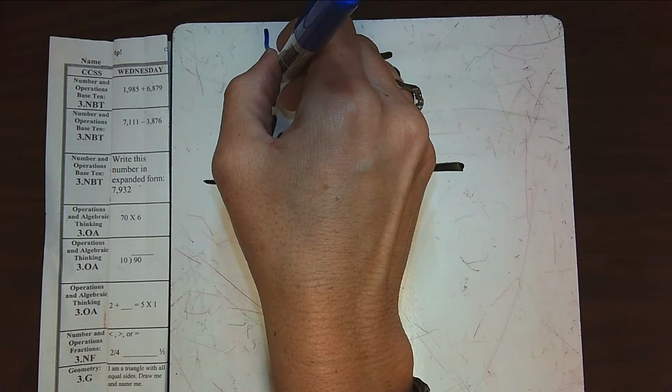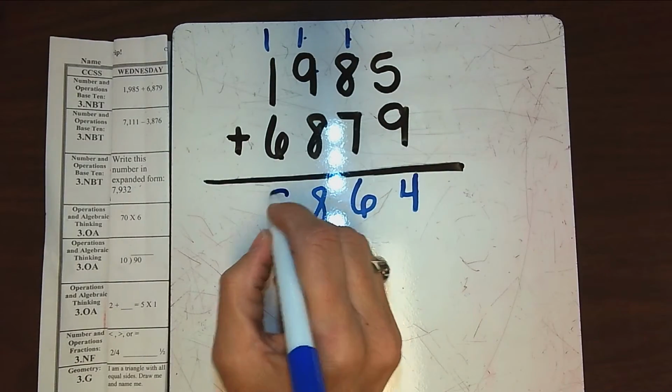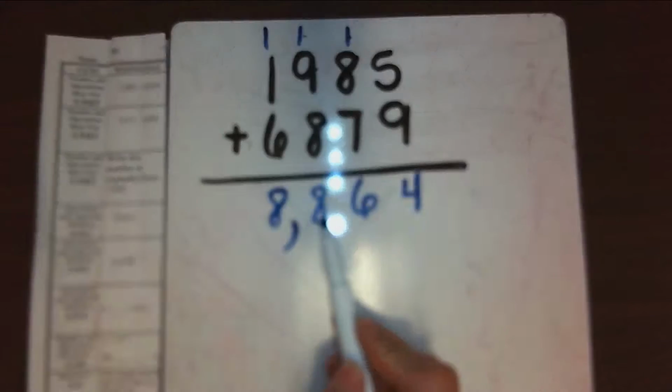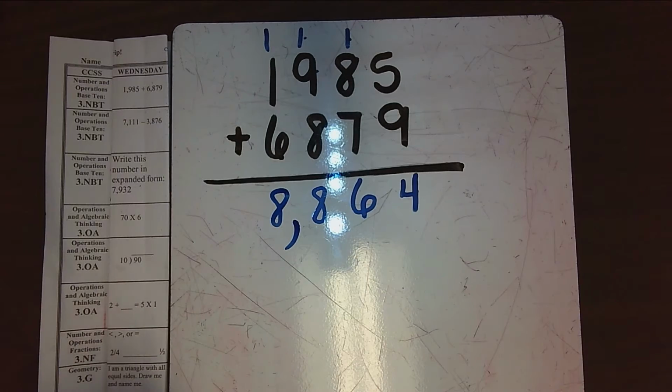1 plus 1 is 2, and 2 plus 6 is 8. So the sum is 8,864.